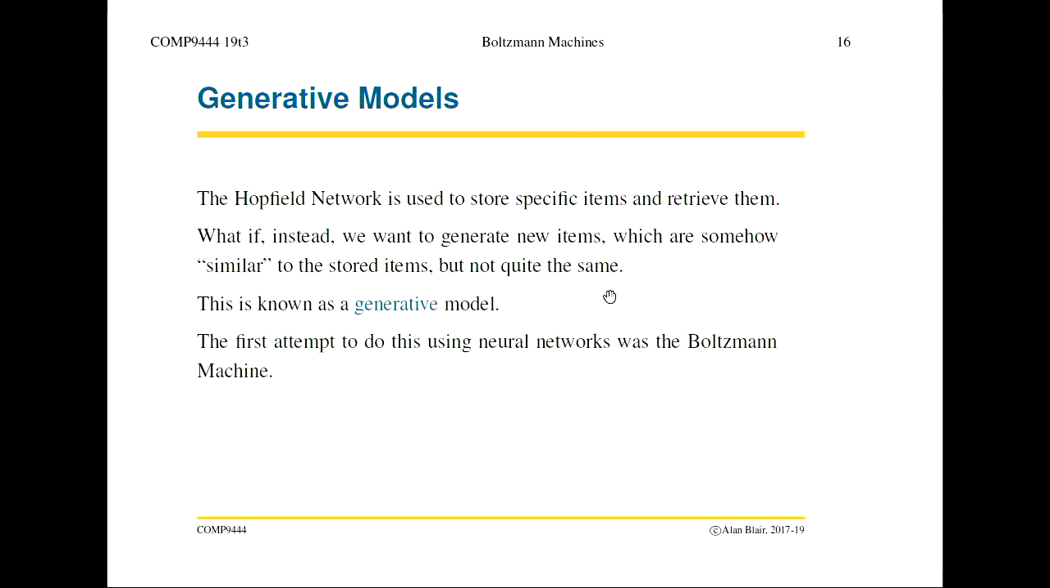So we're going to look at a few different ways to do this. The first one we're going to look at is called the Boltzmann machine, which is similar to the Hopfield network, but a little bit different. The second method we're going to look at is called the autoencoder. And then next week we'll move on to the generative adversarial network. So almost the whole rest of this course is going to be based on generative models.